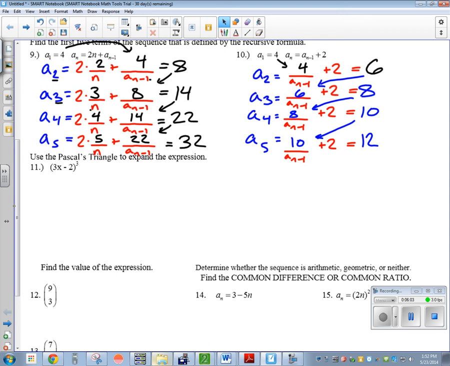On number 11, Pascal's triangle. Since my exponent is a 3, I look at the third row of Pascal's triangle, which tells me to use 1, 3, 3, 1.